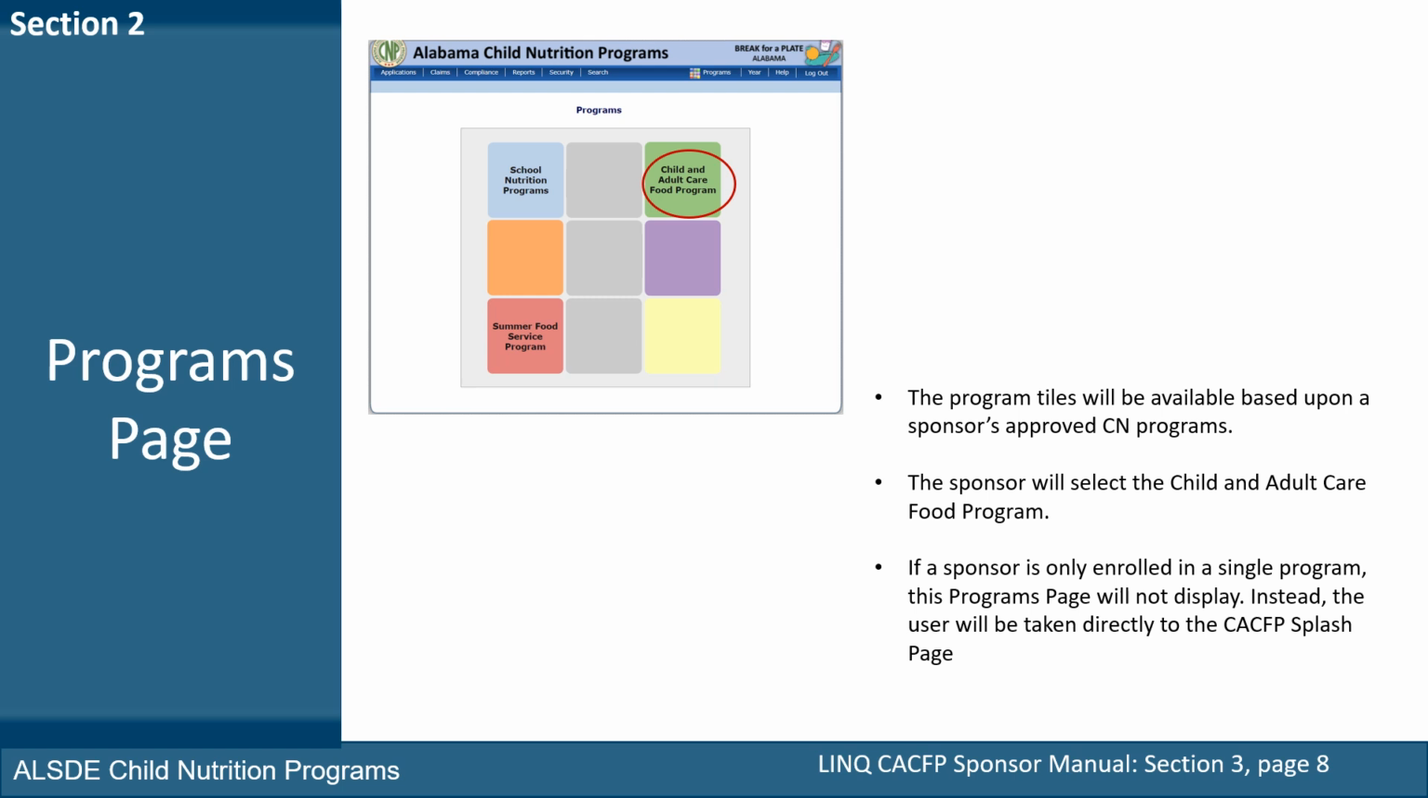This next slide will work differently for certain sponsors. We have sponsors that operate multiple programs, and then we have sponsors that operate only one program. If you operate only one program, you will not be directed to this programs page. Instead, you will be taken immediately to the splash page. However, if a sponsor operates multiple programs, the sponsor will be taken here, which is the program page that you see before you, and all of the sponsors' enrolled programs will display. The sponsor will click on the program for which they wish to access, which is the Child and Adult Care Food Program, and then you will be taken to the splash page.